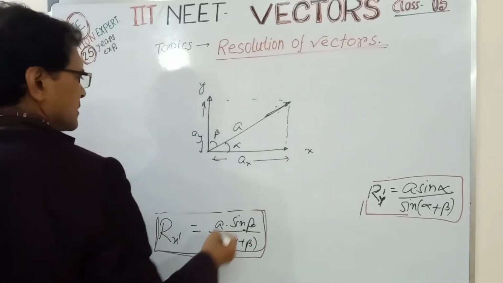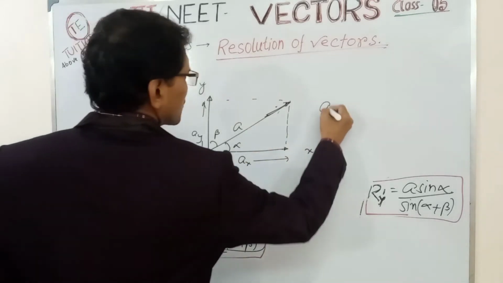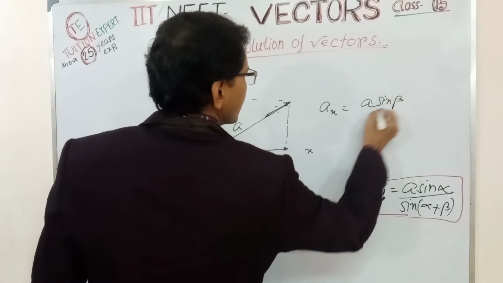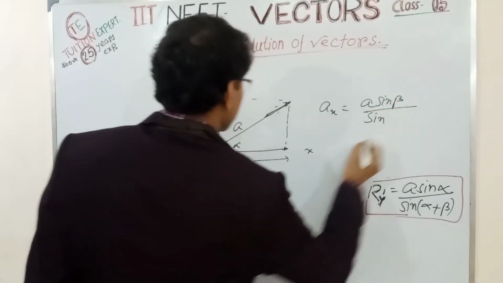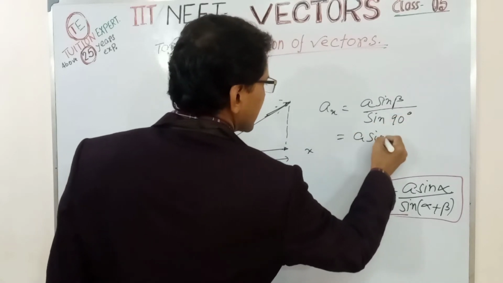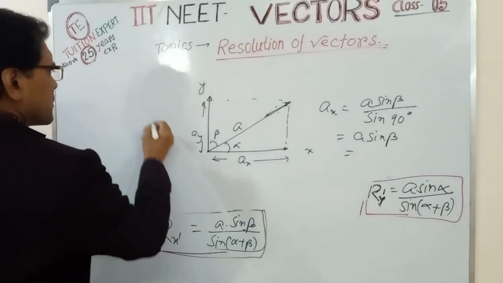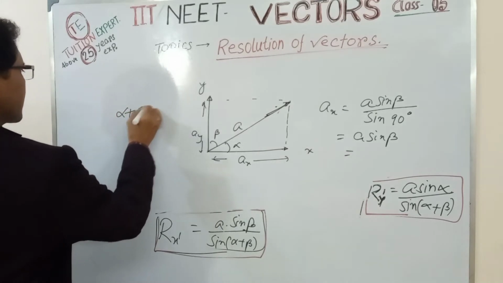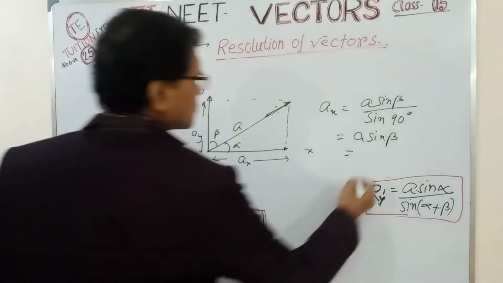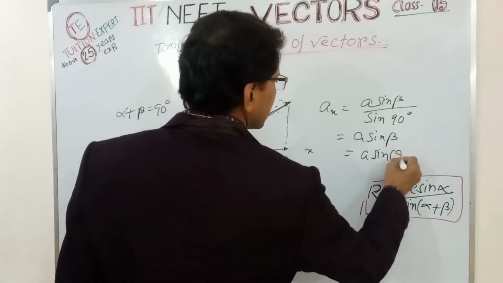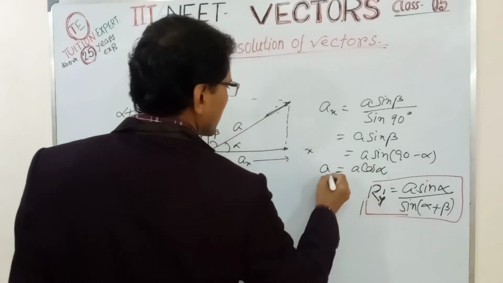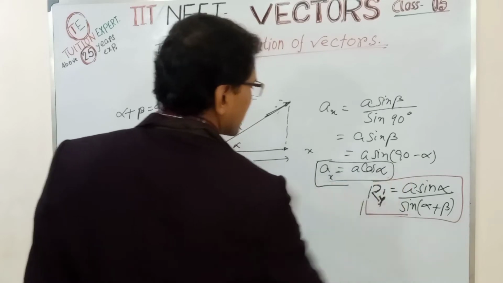Here, from this we can write Ax equal to A sine beta. Now put alpha plus beta equal to 90, so sine 90 is one, and Ax is A sine beta. As alpha plus beta equal to 90, beta equals 90 minus alpha, so A sine of 90 minus alpha is A cos alpha. So very important, Ax equals A cos alpha.